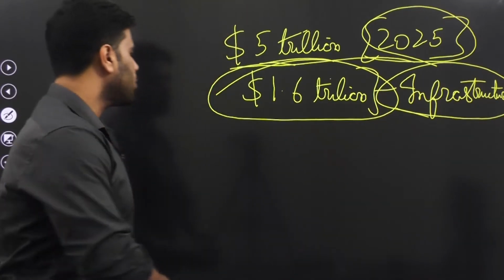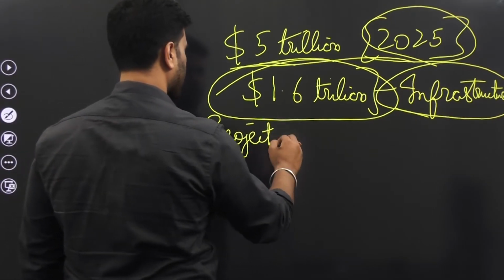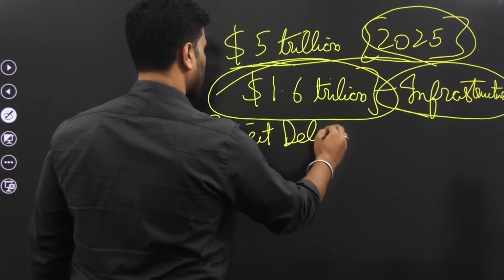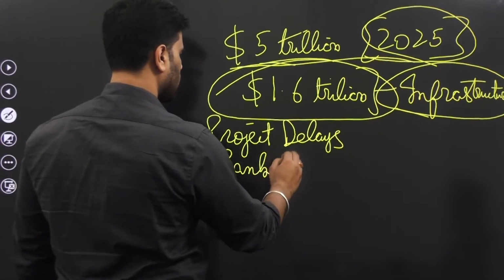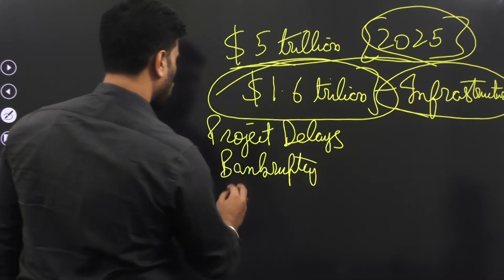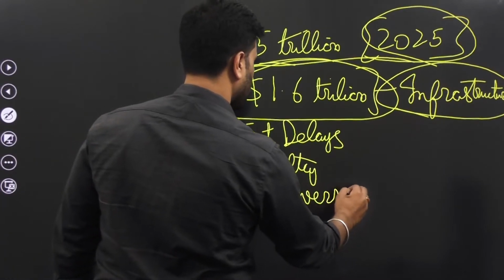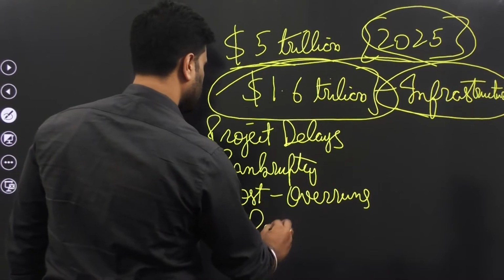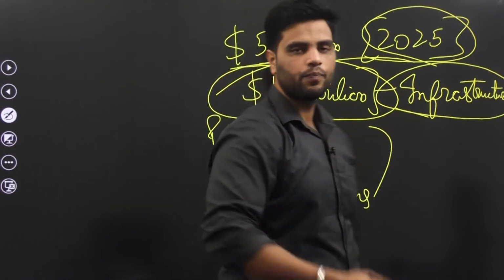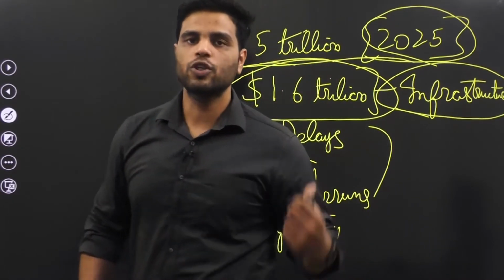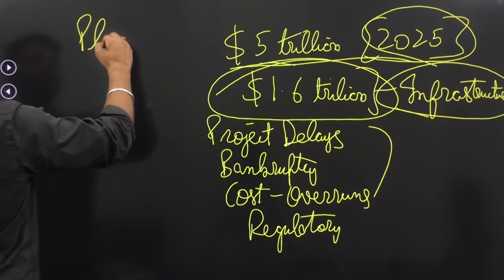Some of these issues are project delays, bankruptcy, cost overruns, regulatory problems, regulatory burden, and so on and so forth. The reason why these issues crop up is that our infrastructure projects are not properly planned.